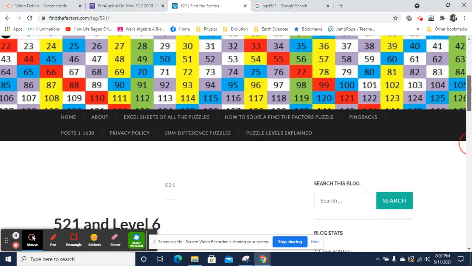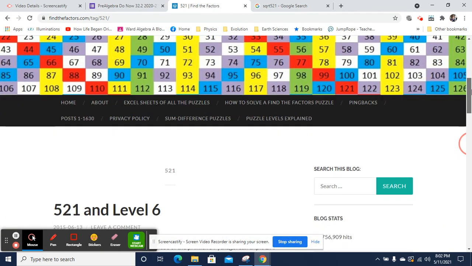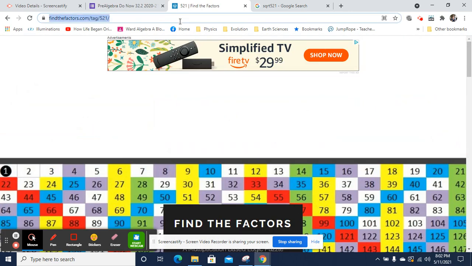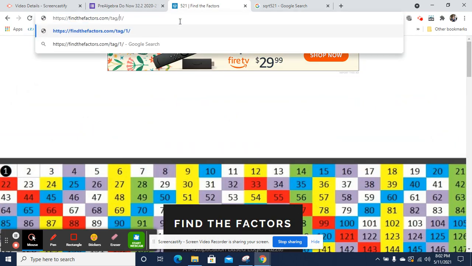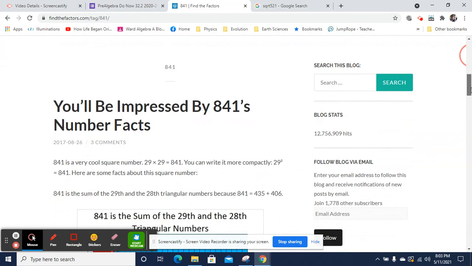Okay, let's do a search of find the factors. Where is my search bar for find the factors? All right, I think I just have to do this. 841. And that will get us to 841. Okay.